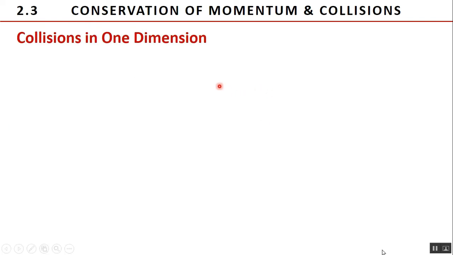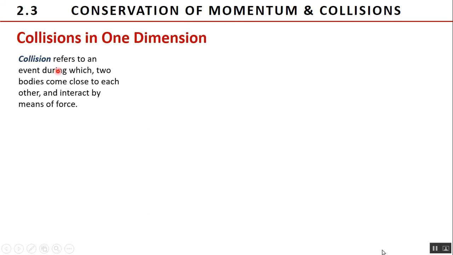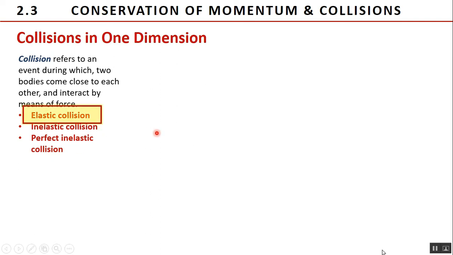We have learned that conservation of momentum can be applied to analyze collision of bodies. When we say collision, it refers to an event during which two bodies come close to each other and interact by means of force. Depending on the situation and nature of the colliding bodies, any of three types of collision may occur: elastic collision, inelastic collision, or perfect inelastic collision.